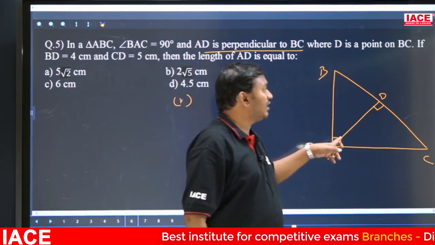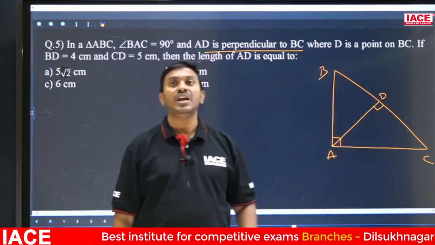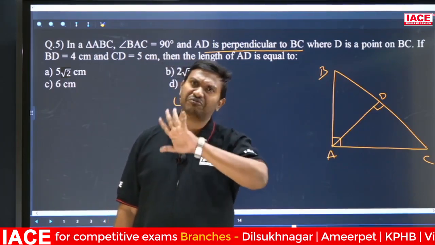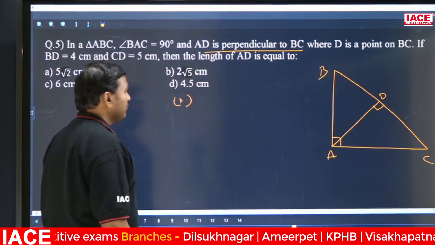In a right angle triangle with a perpendicular to the hypotenuse, anytime you observe this, there are 5 points you have to remember. So what is the first point?